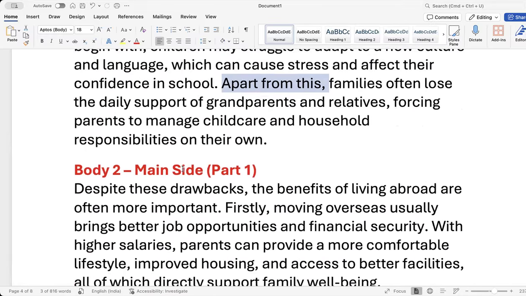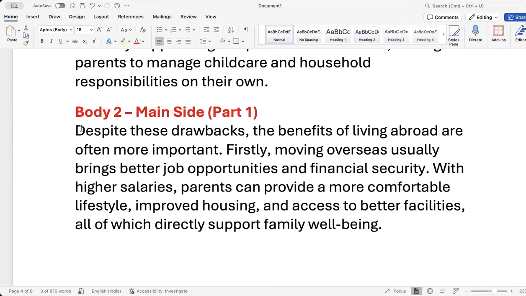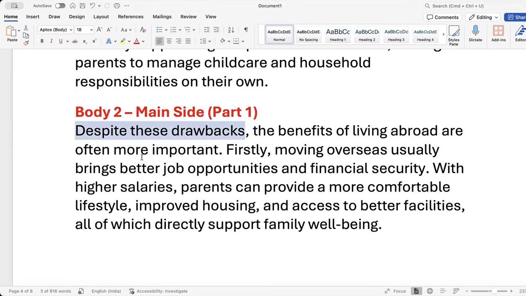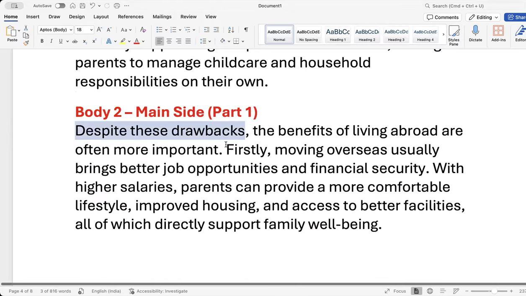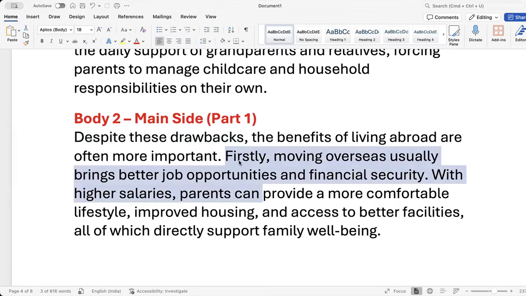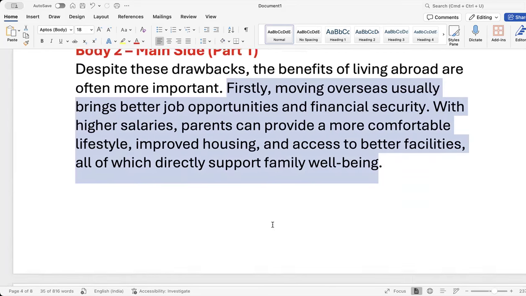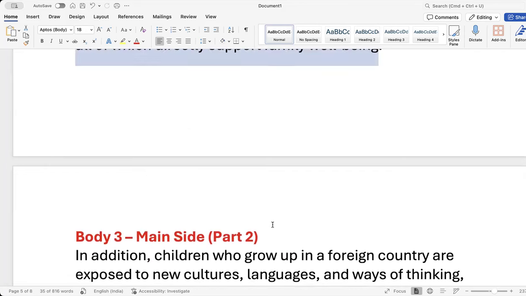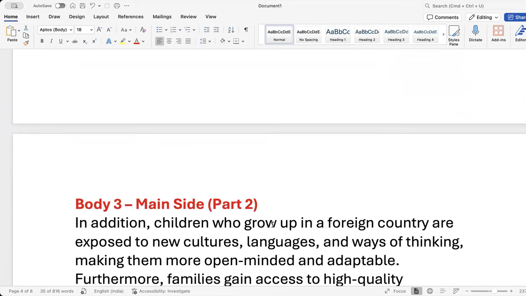So 2 points here. Then I'm moving on to the main side. Despite these benefits I've mentioned above, I believe the benefits of living abroad are often more important. So benefits are more important, or they are more in another way. And then I'm going to give my benefits. I'm using connectors. Firstly, in the first paragraph of the main side, I give one strong point. And in the second body paragraph of the main side, I write two more points, which are not as strong, but two more points.